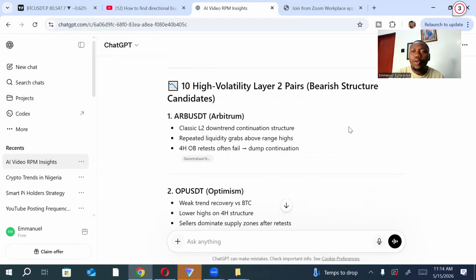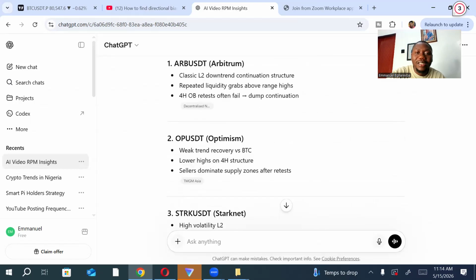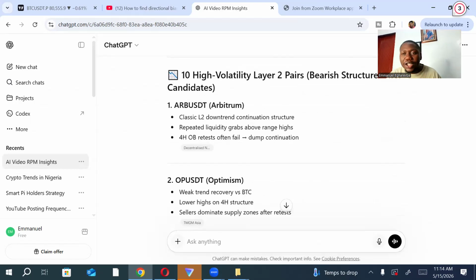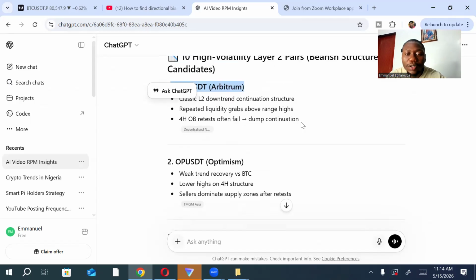Now, we're going to go step by step showing you all of these assets and taking you to the chart, analyzing them for you, showing you possible entries, possible exits, and how you can mark your valid order blocks with liquidity sweeps with respect to what ChatGPT has given us. This is amazing, guys. The first thing is we have ARB on Arbitrum. What does this say? It's a classic L2 downtrend continuation structure, repeated liquidity grabs above range highs, 4 hours order block retest often failed. So this is a dump continuation.